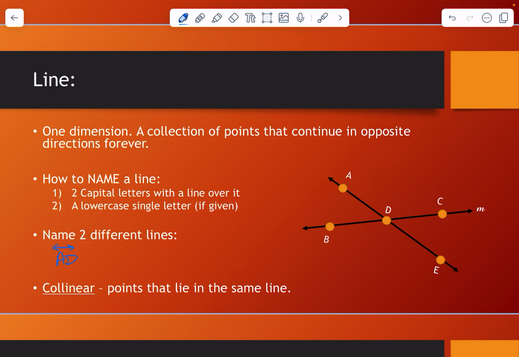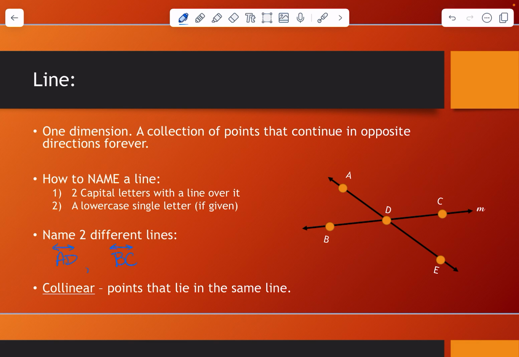Now, I could not do line AE because AE is the exact same line as AD. So I could not do that. I also could not do DA. I could not do DE. Those are all the same line. A second line that I could do is something like BC. And I draw the arrows over that.